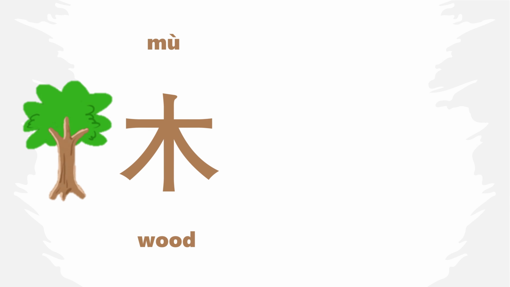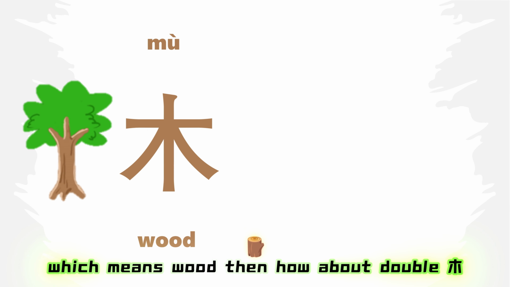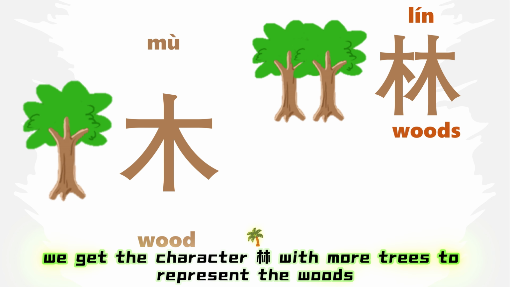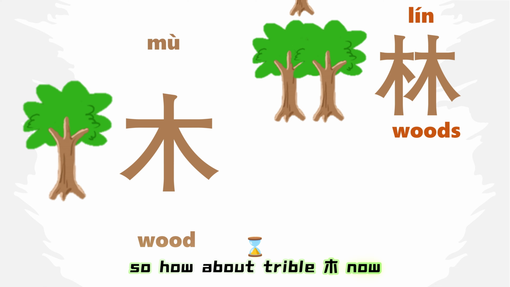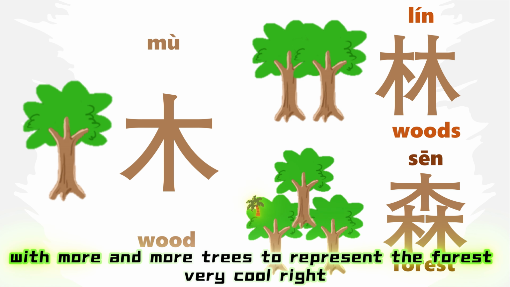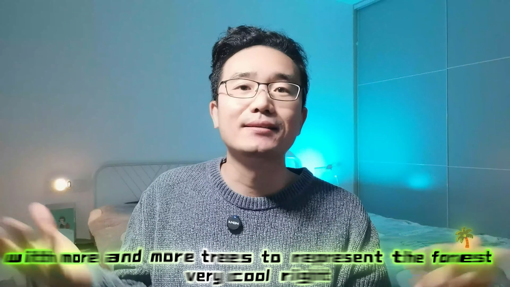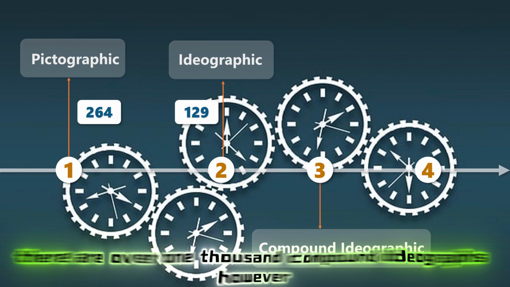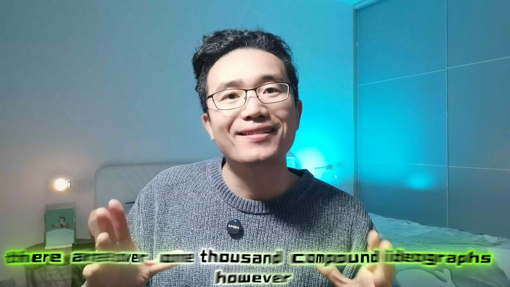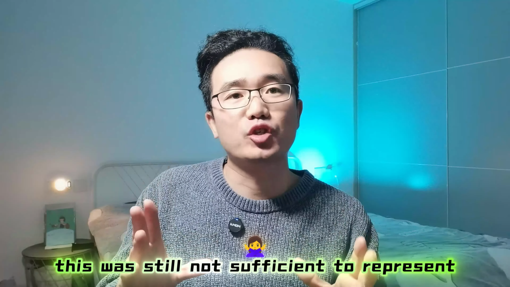Okay, back to the character mu, which means wood. Then how about double mu? Yes, we get the character 林 with more trees to represent the woods. So how about triple mu? Now we get the character 生 with more and more trees to represent the forest. Very cool, right? In this stage, there are over 1,000 compound ideographs. However, this was still not sufficient to represent all concepts.